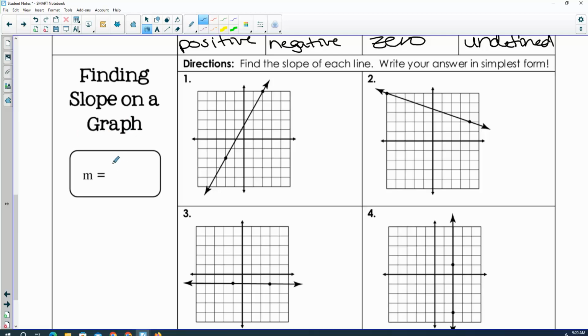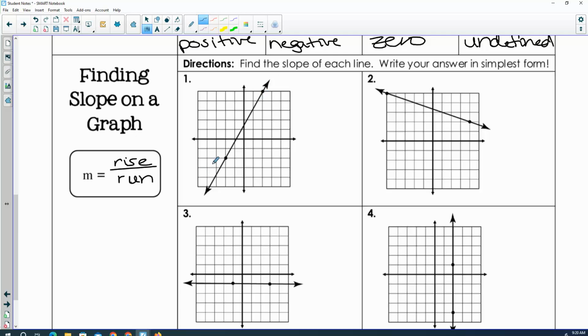So to find slope, we'll do rise over run. So that means we pick 2 points, and we are going to set this up as a fraction.